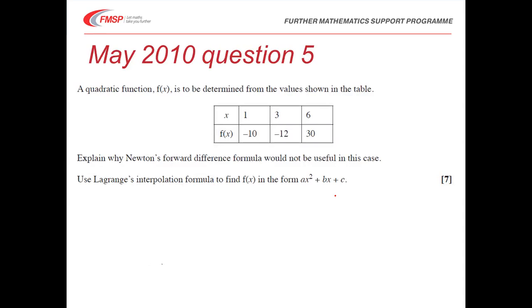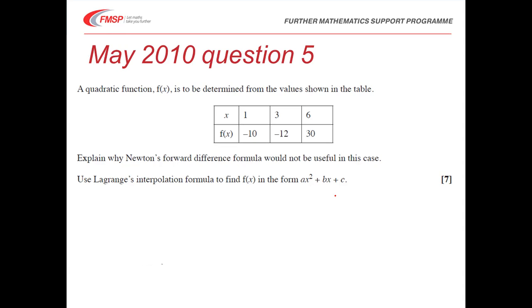Okay, so the next question is May 2010, question 5 again. They're not always question 5. This is all in one go, and this is using the other one. So we've done Newton's forward difference formula, and the first thing this actually says is explain why you can't use it for this particular case. And then it asks you to use Lagrange's interpolation formula, and so we're going to use the other one.